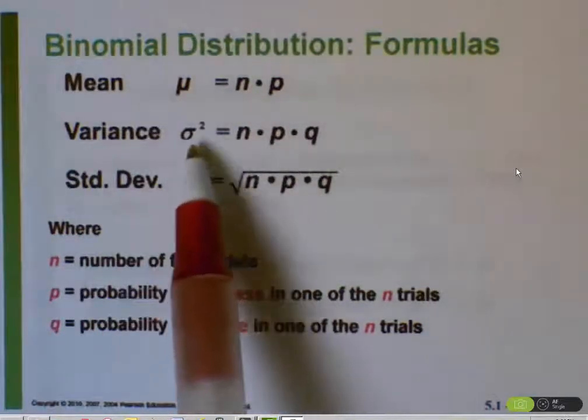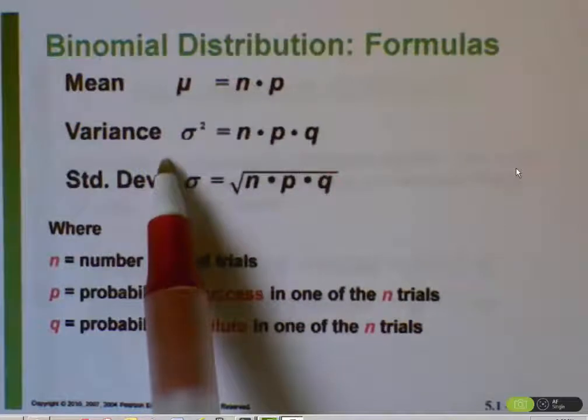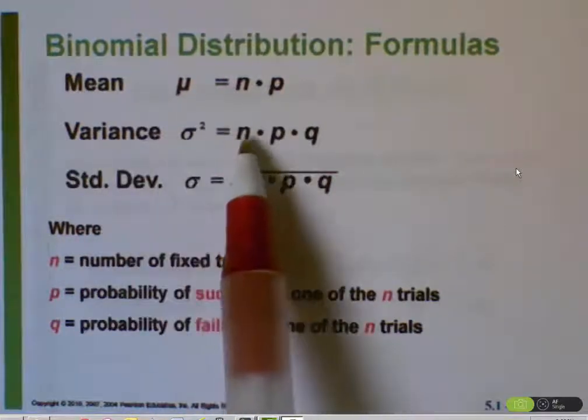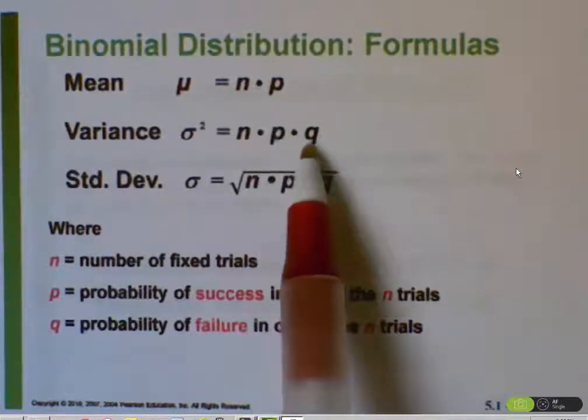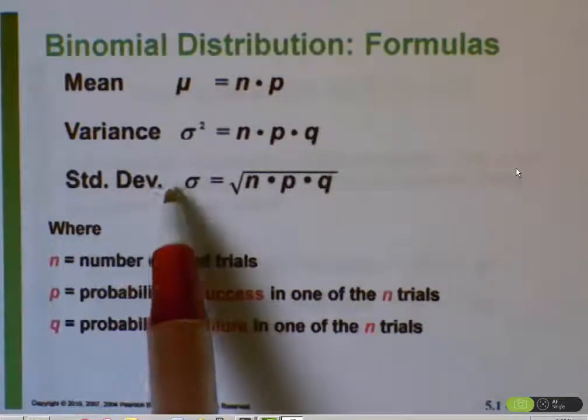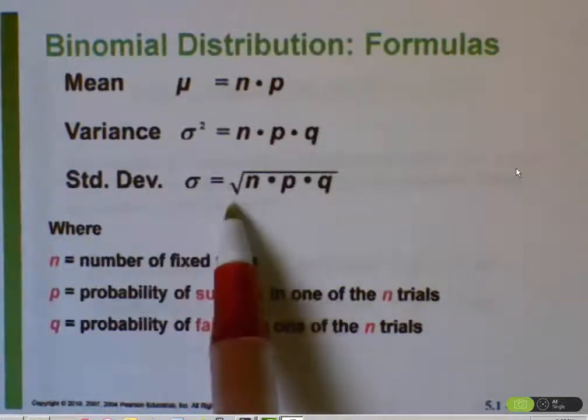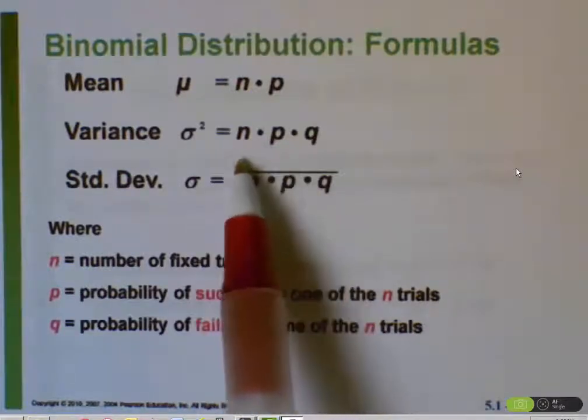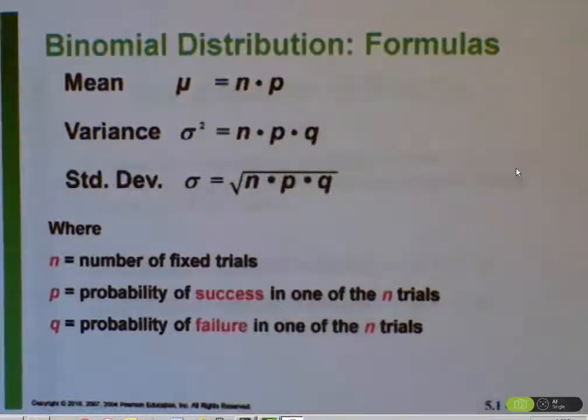The variance, symbol for variance is sigma squared. The variance is n times p times q. Remember, q is the probability of failure. And then the standard deviation is just the square root of the variance, the square root of n times p times q.